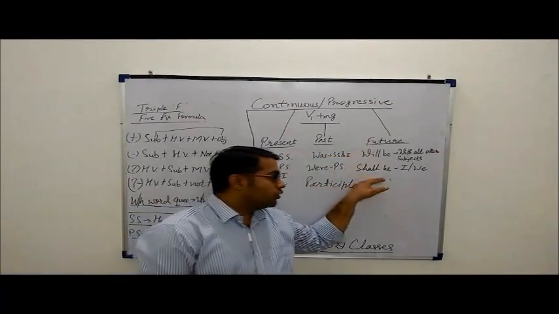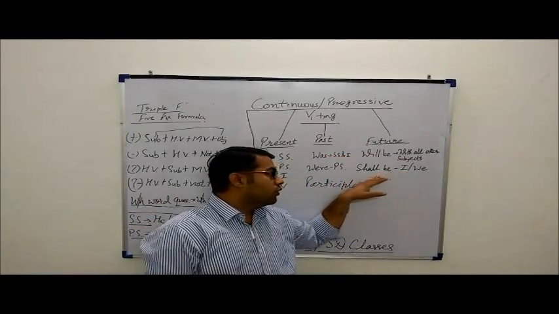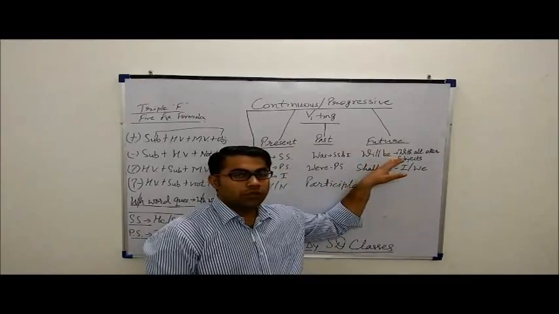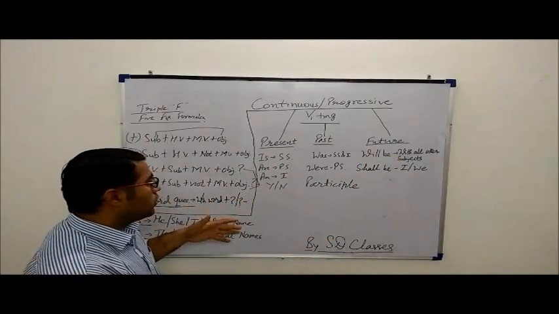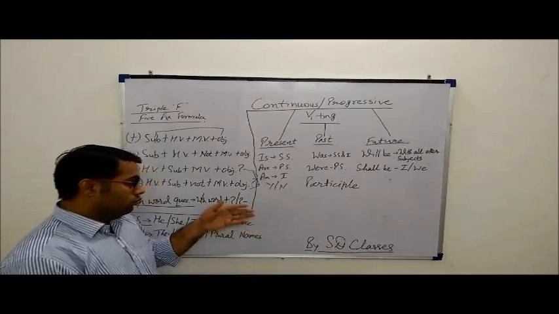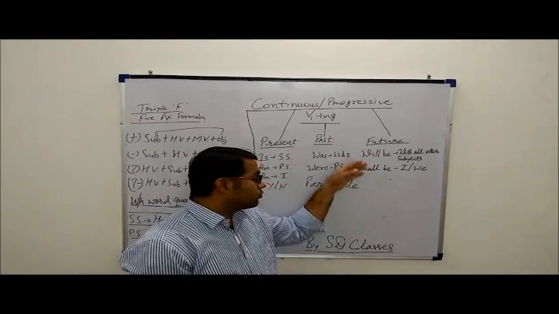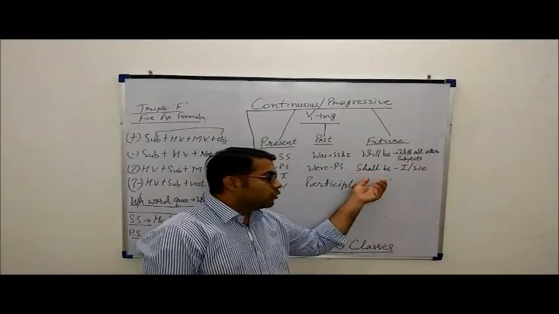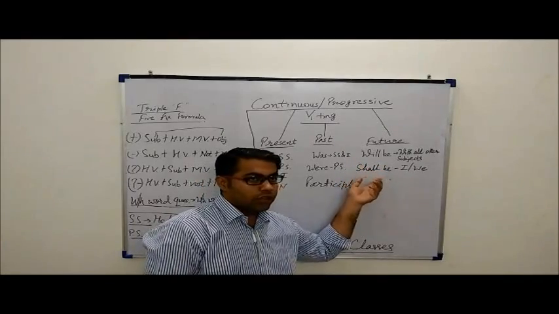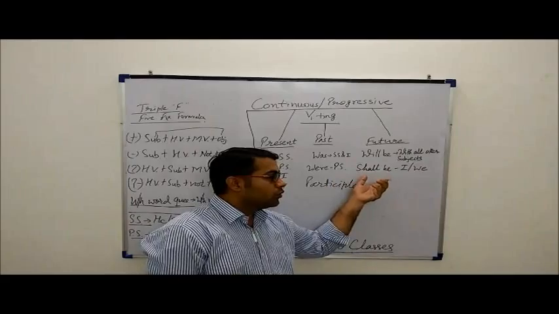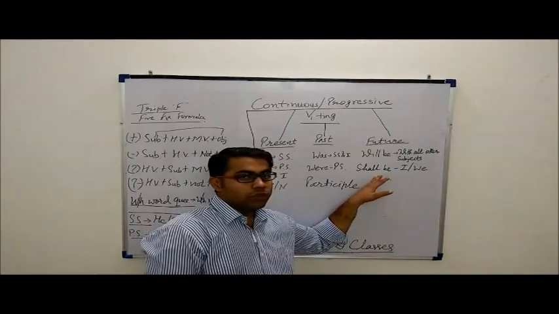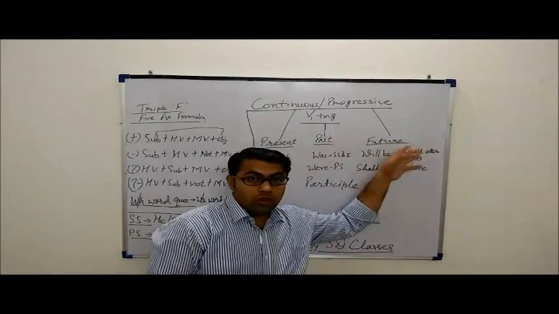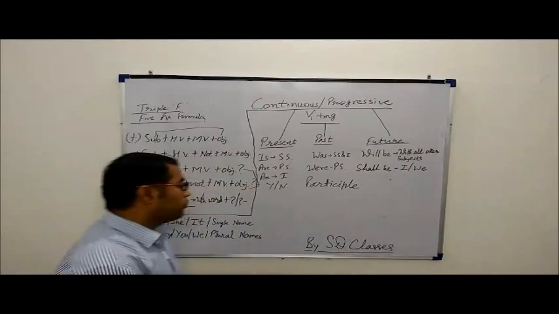If I talk about future, then with I and we use shall be. With other subjects, we use will be. Nowadays, in common practice, generally in spoken English, with every subject we use will. Shall is outdated, but actually, according to grammar, the proper use is that with I and we we always use shall be. With all the other subjects we use will be.